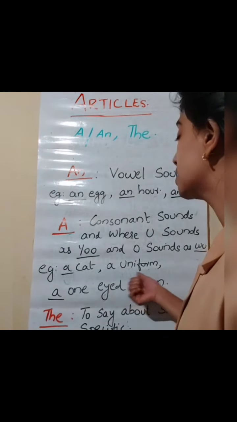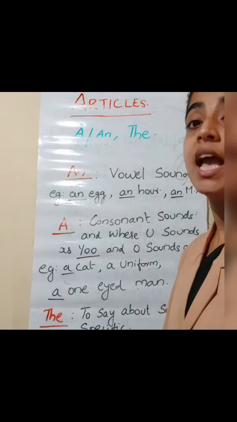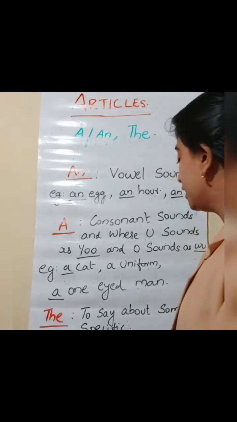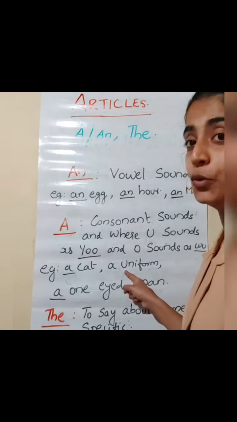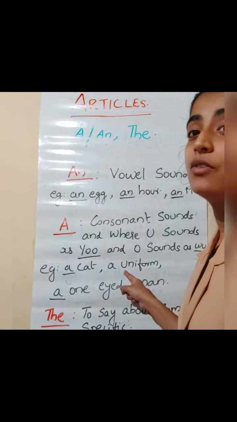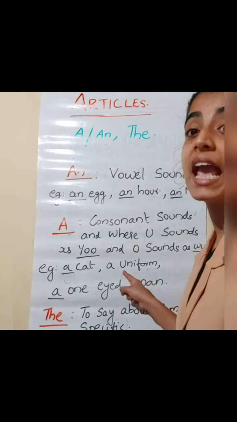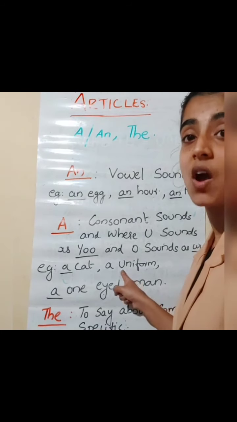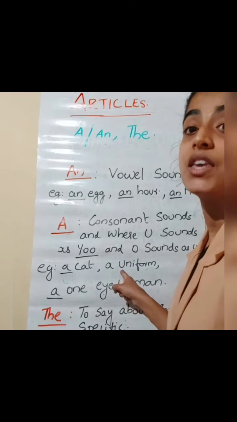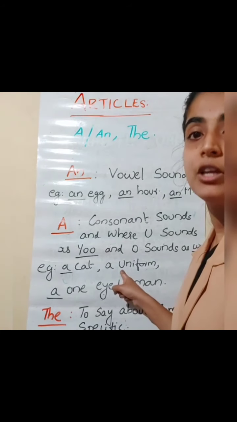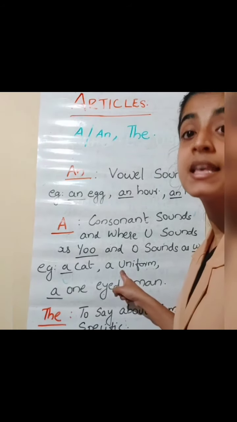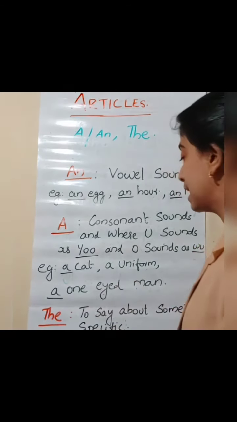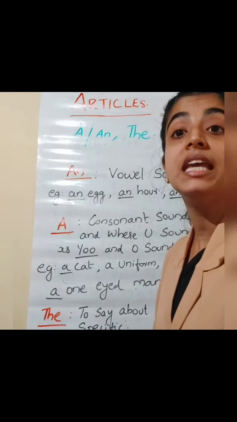Now the next one, children, it's very, very important. The next one, it is written over here, uniform. Here the letter is U. U is a vowel letter, but we won't use an with it. We'll be using a with it. Why? Because it has a consonant sound. What is the consonant sound over here? It is yu. You pronounce it as yuniform. Another example, it's a unicorn.